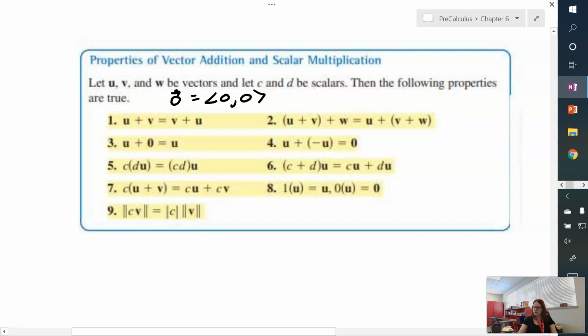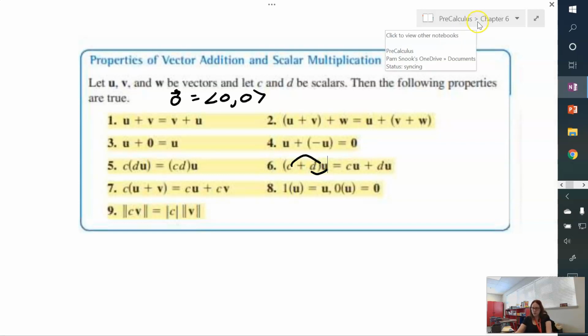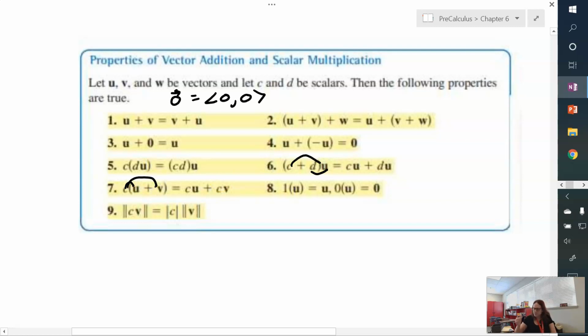Number 6, this one is distributing. So c plus d times vector u is c times vector u plus d times vector u. So our distributive property works. It also works when I'm multiplying 2 vectors that I've added by a scalar. So I can distribute scalar times a vector and scalar times a vector. This one just says that if you multiply 1 by a vector, you get that vector. And then if I multiply 0, so I do a scalar 0 times a vector, then all those components will come out as 0 to get the 0 vector.